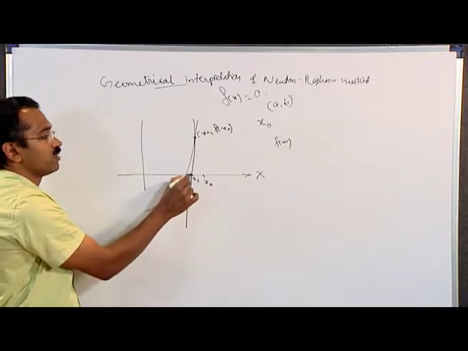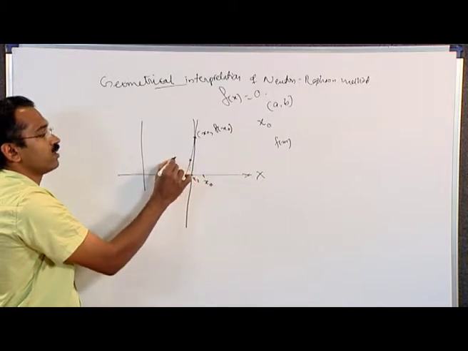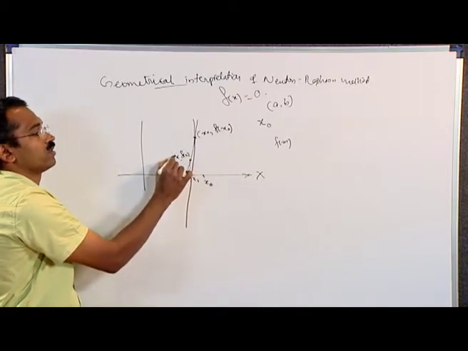The meeting point on the x axis can be taken as the first approximate value of the root of the given equation. Say, let it be x 1. Now, we evaluate f of x 1 and mark the point x 1, f of x 1. We draw the tangent at this point, which will meet the x axis.